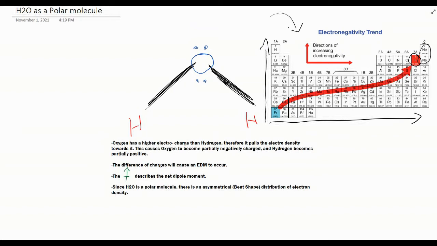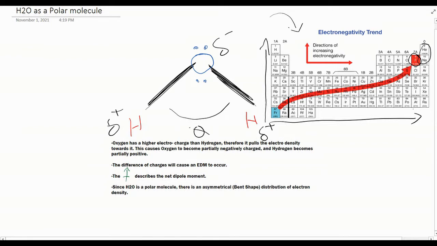Why is H2O polar? So first, let's look at its structure. H2O is not a linear molecule. As we can tell, there is an angle. It is asymmetrical. It has a bent shape. So, as we also know, oxygen is much larger and more electronegative than hydrogen. So, it is going to pull the electron density towards it. This causes oxygen to become partially negative and hydrogen to become partially positive.